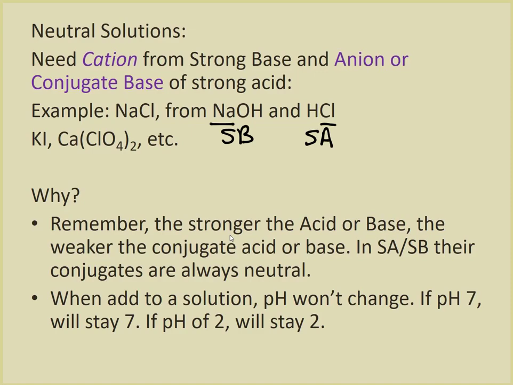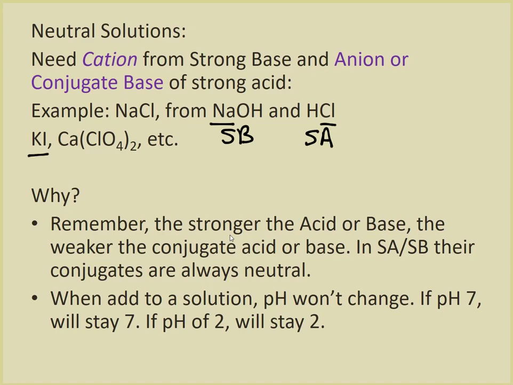So remember, the stronger the acid or base, the weaker the conjugate acid or base. So if you're starting with a strong acid and a strong base, then you are going to have a neutral salt. Whatever the pH of the solution you add the salt to, that pH will stay the same. So if you add a neutral salt to water, which has a pH of 7, then it will stay a pH of 7. However, if you add it to an acidic solution with a pH of 2, it will stay a pH of 2.